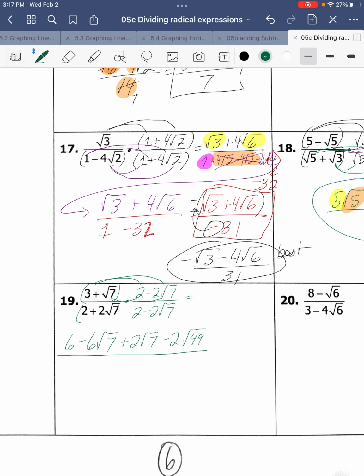All that is divided by 2 times 2, which is 4. 2 times a negative 2 square root of 7 is a negative 4 square root of 7. 2 square root of 7 times 2 is 4 square root of 7. 2 square root of 7 times a negative 2 square root of 7 is negative square root of 49.